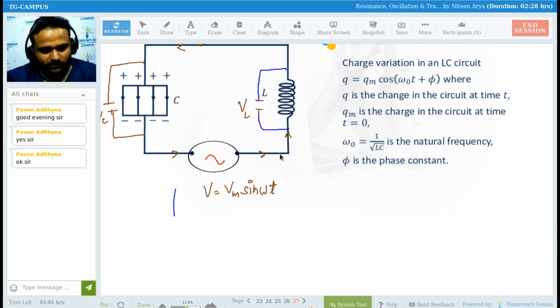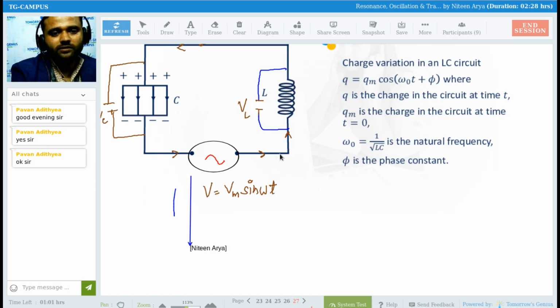Oh my goodness. Wow. Wait a minute. So how is it analogous to this circuit? See, suppose, yeah. Okay, just a minute.